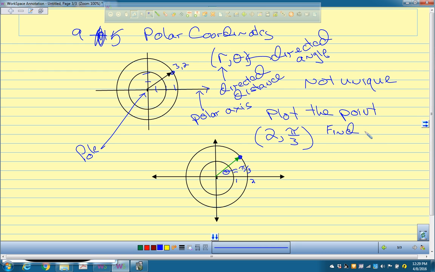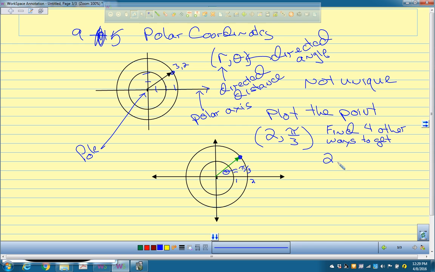Find 4 other ways to get there, or that are concurrent with that point. Remember this when we did pre-calc? So another way I could get there is by going out 2, and then what, Greg? Give me 2, 5. I could do that.